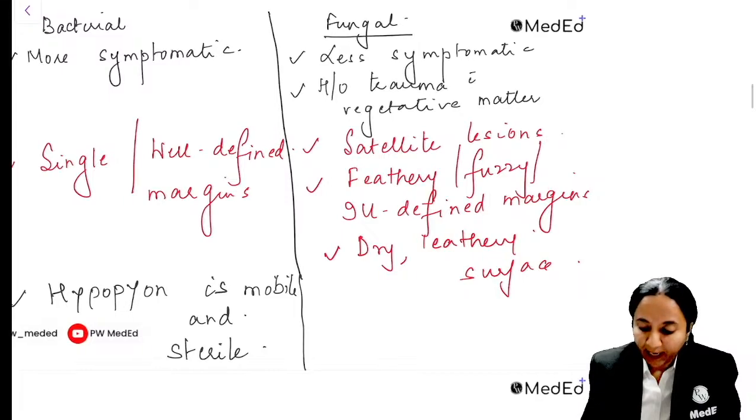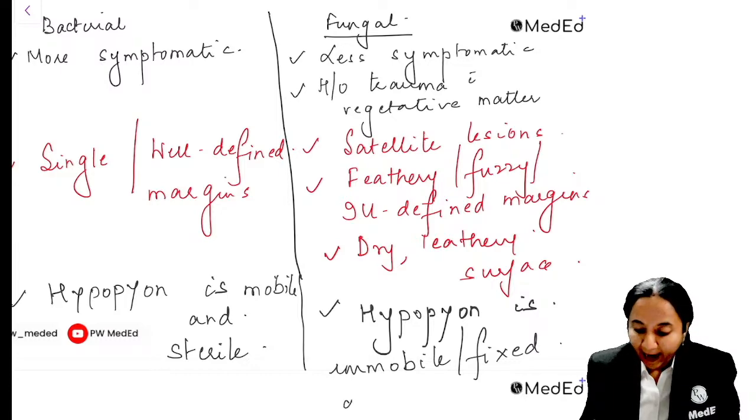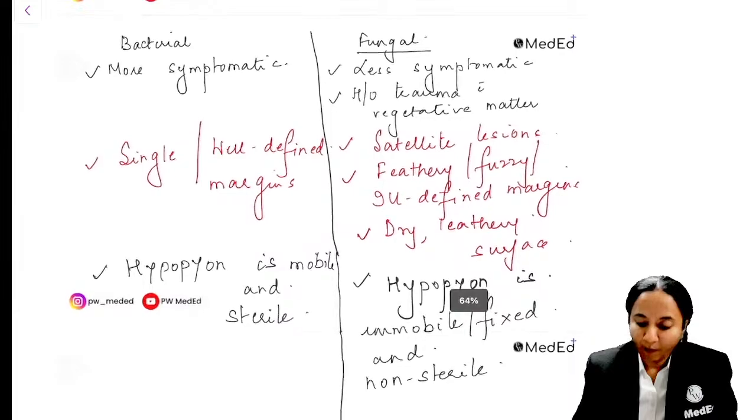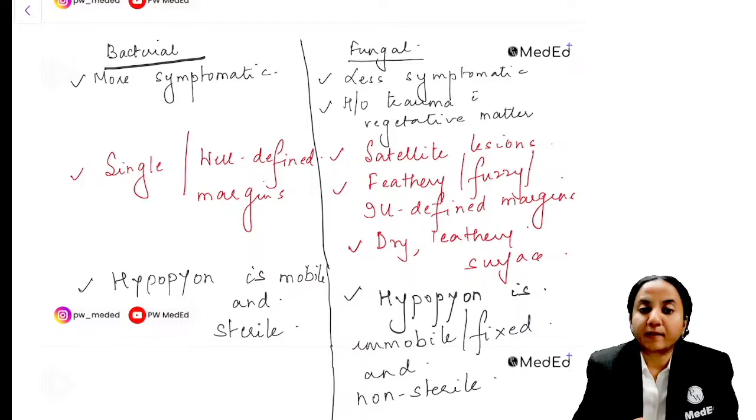Whereas in case of a fungal ulcer, please memorize this: the hypopyon is typically described as immobile or fixed, meaning it is so thick that it doesn't move with the movement of the head. It is immobile or fixed, and non-sterile, meaning if you aspirate it, you will be able to get fungal hyphae. So in fungal corneal ulcer, the hypopyon is immobile and non-sterile. So mobile and sterile for bacterial, and immobile and non-sterile for fungal.